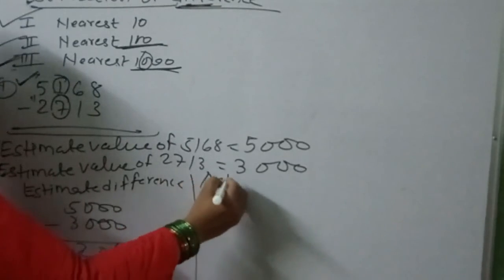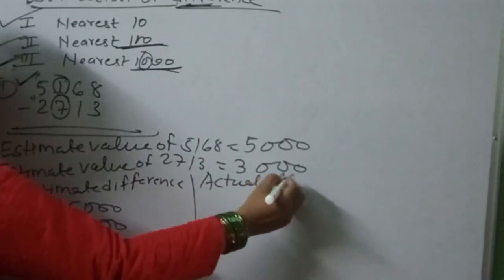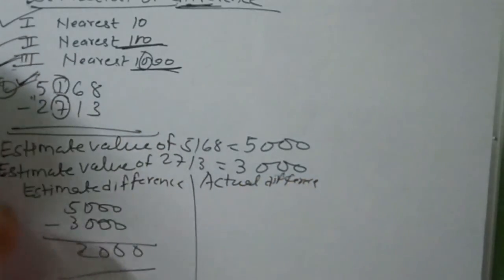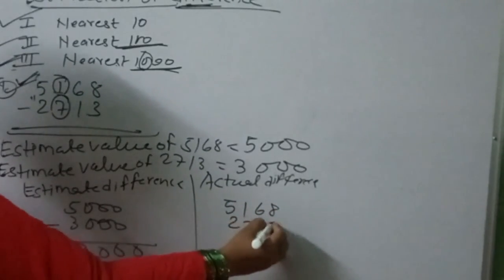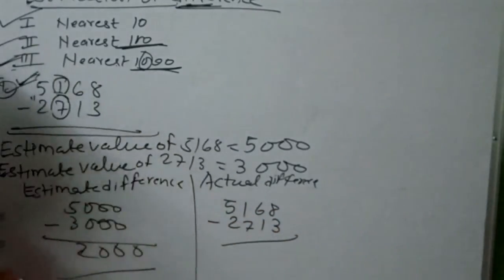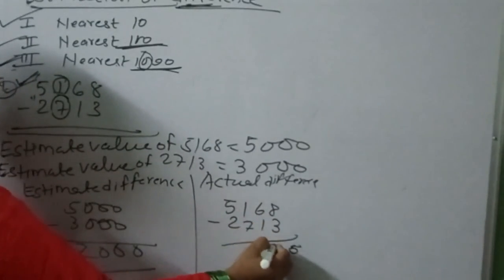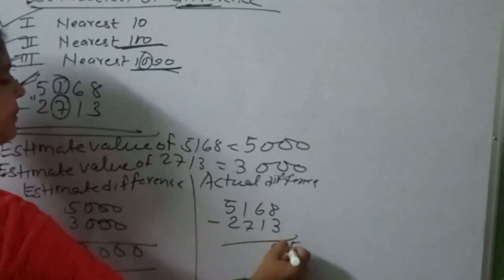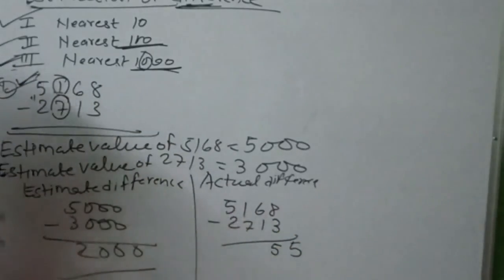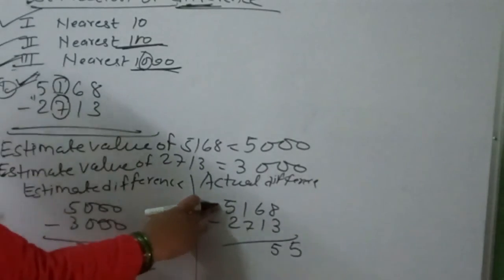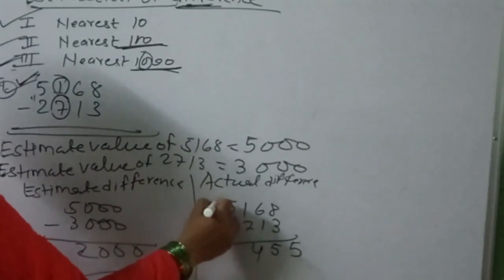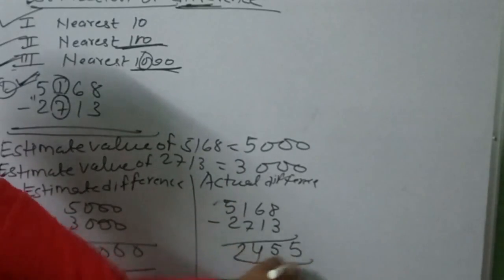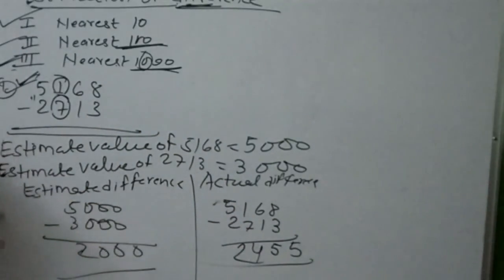Afterwards, you also have to find the actual difference. In case of actual difference, you have to write the actual numbers. What is given here? 5168, and this one is 2713. Now 8 minus 3 is 5. 6 minus 1 is 5. Okay, and 1 minus 7, is it possible? Not possible. So we will take one carry from the next number. Then it will be 11. 11 minus 7 is 4, and this number will be 4. 4 minus 2 is 2. That is your actual difference, and this one is the estimate difference.